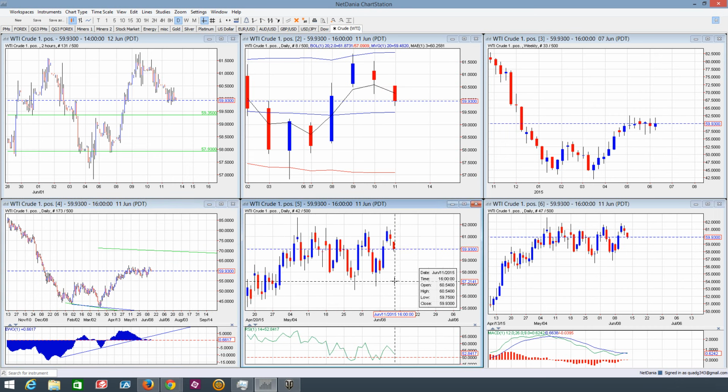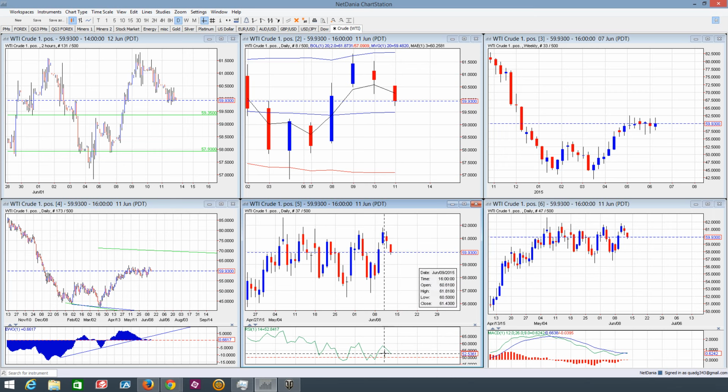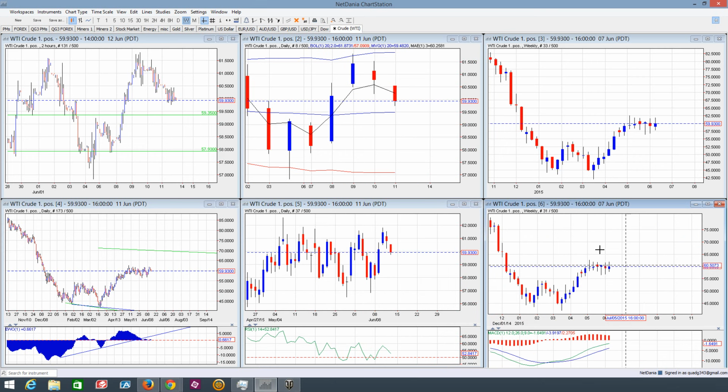Crude on the RSI, we're still right around in this 50 area, so very neutral. MACD is closed out here on the daily as well, so that's neutral. And on the weekly, we're still open to the upside, so that's bullish. So overall picture for crude, currently a little bit neutral, but I am expecting a possible turnaround here fairly soon, and then start an advance to the upside.